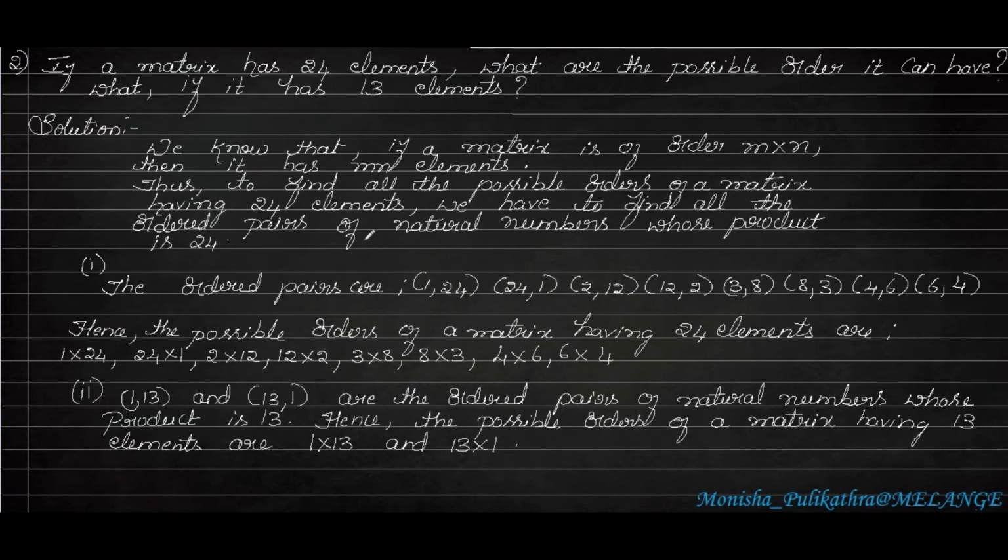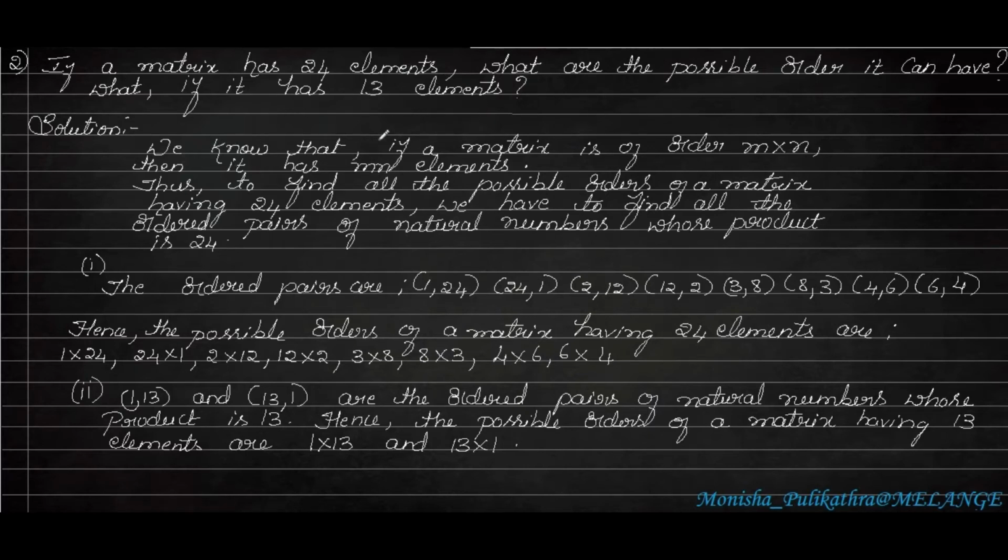The second question is a theoretical question. If a matrix has 24 elements, as you noticed in the previous sum where there were 12 elements, the elements are obtained by multiplying the number of rows into the number of columns. Here a matrix is not given, but they have said there are 24 elements. What are the possible orders it can have? And what if it has 13 elements?